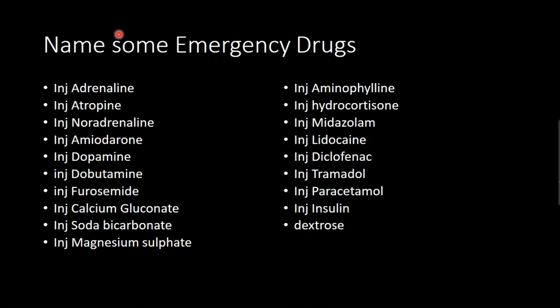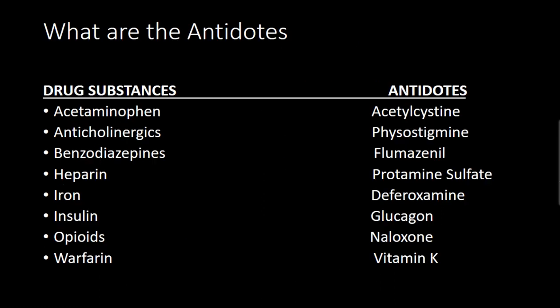Then next, name some emergency drugs. These are injection adrenaline, injection atropine, injection noradrenaline, injection amiodarone, injection dopamine, injection dobutamine, injection furosemide, injection calcium gluconate, injection soda bicarbonate, injection magnesium sulfate, injection aminophylline, injection hydrocortisone, injection midazolam, injection lidocaine, injection diclofenac, injection tramadol, injection paracetamol, injection insulin, and the last is dextrose. Okay, so these are some emergency drugs.